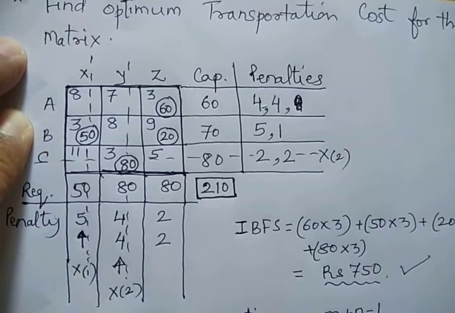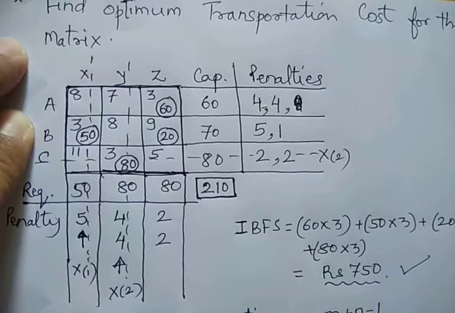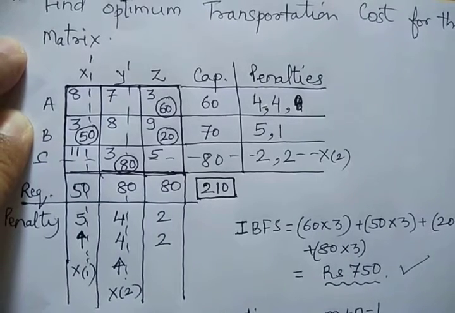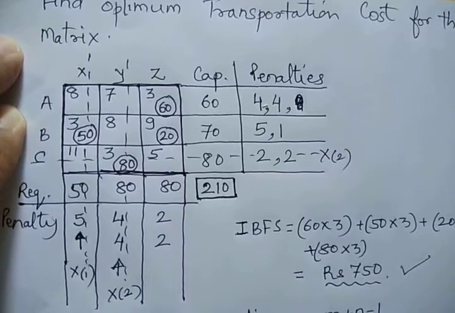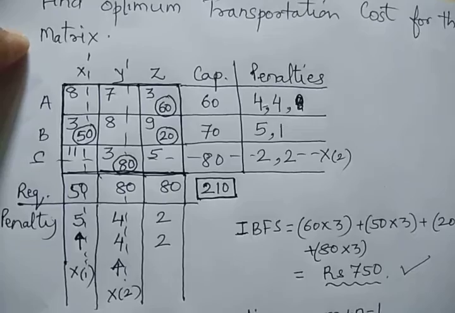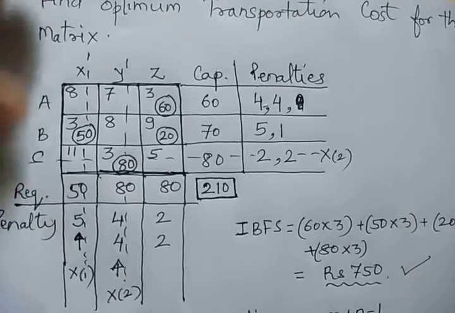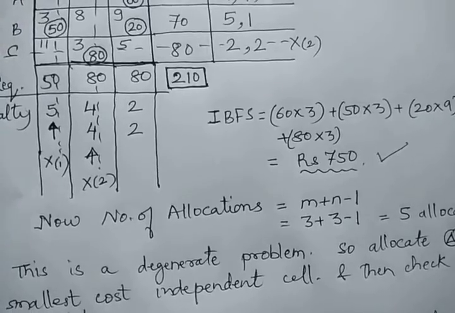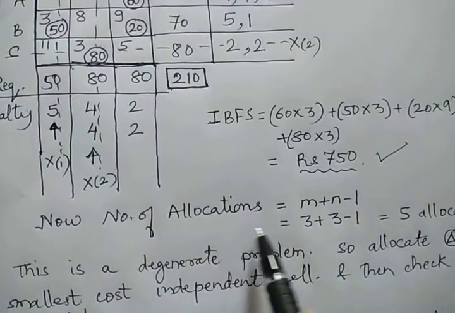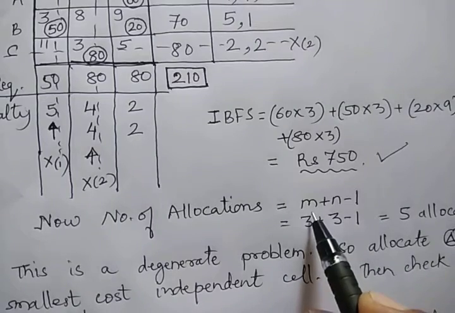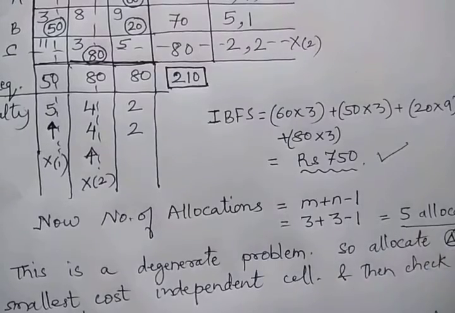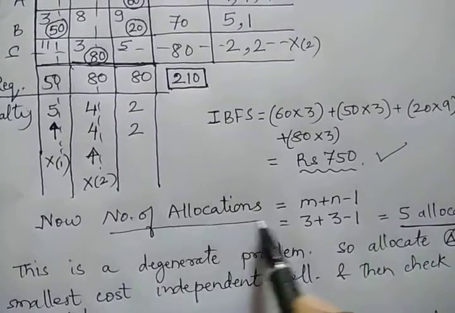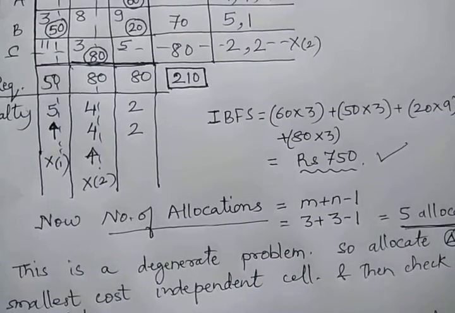Now, I want to check whether this initial basic feasible solution is optimum or not, because the question is to find out the optimum transportation cost. So whether this initial solution is optimum or not, we have to carry out the optimality test. For that, we have to first see the number of allocations. As per the formula, the number of allocations in the matrix should always be equal to m plus n minus 1, where m is the number of rows and n is the number of columns. So therefore here, 3 plus 3 minus 1 is equal to 5. So as per the formula, the number of allocations should be equal to 5. So we have to check this.